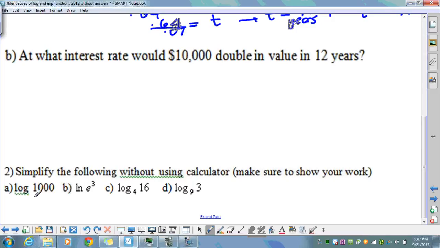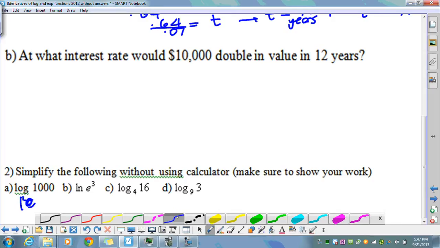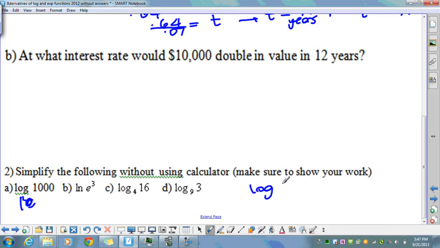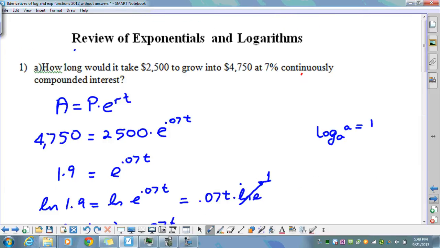Something like logarithm of 1,000. How would you simplify that? We've already done some of those. I'm just going to do one of these. Say log of 1,000. Well, that's the same as log of 10 to the third. And if there's no base, base is assumed to be 10. So based on what we did in the previous slide, what should this be? If you said 3, you were correct because you bring the 3 down and you go from there. 3 times log base 10 of 10, so that's 3 times 1 or 3.